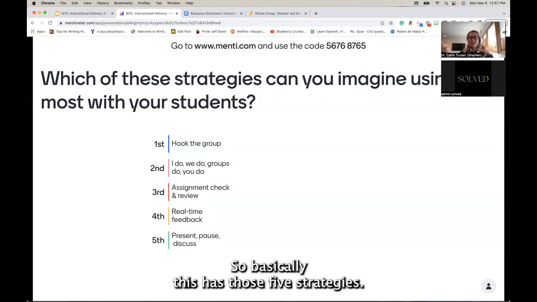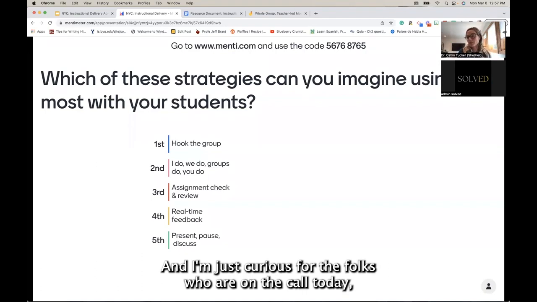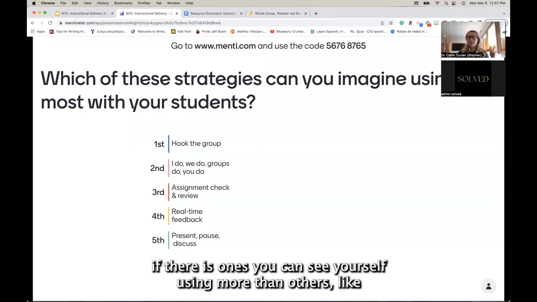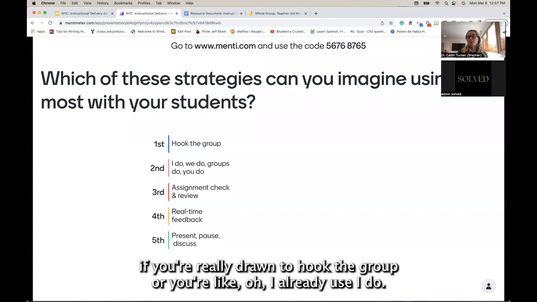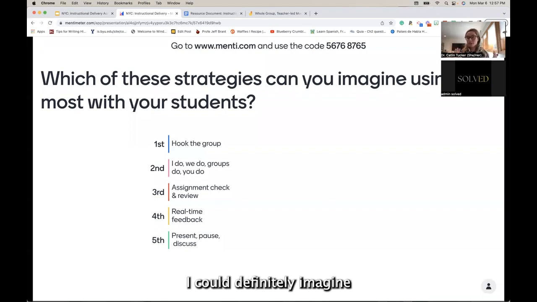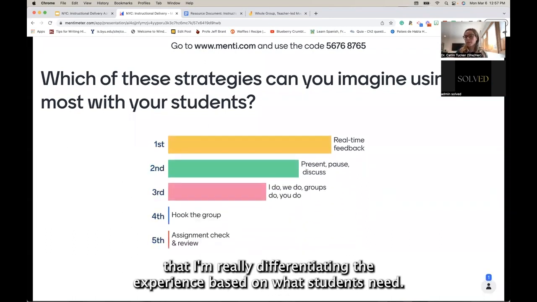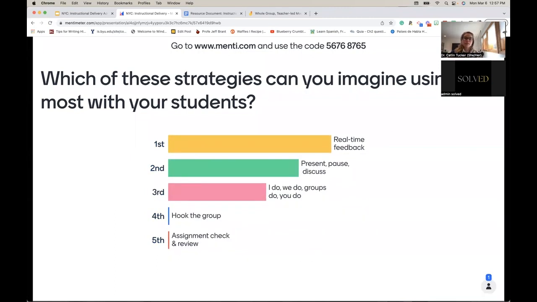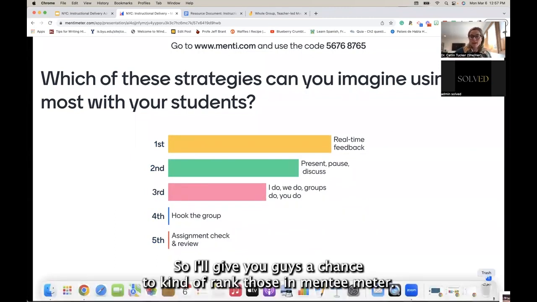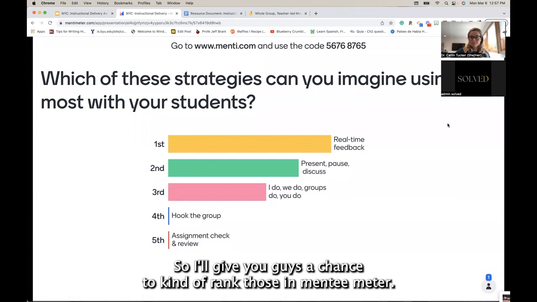So basically this has those 5 strategies, and I'm just curious for the folks who are on the call today, if there are ones you can see yourself using more than others. Like if you're really drawn to hook the group, or you already use I do, we do, you do, I could definitely imagine playing with a modification with that groups do to make sure that I'm really differentiating the experience based on what students need. So I'll give you a chance to rank those in Mentimeter.